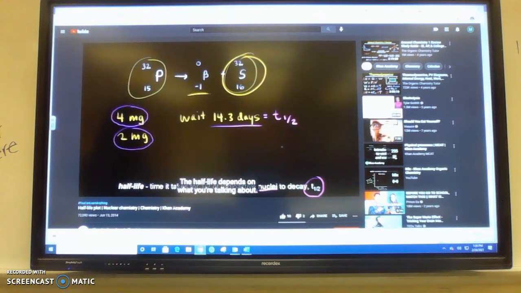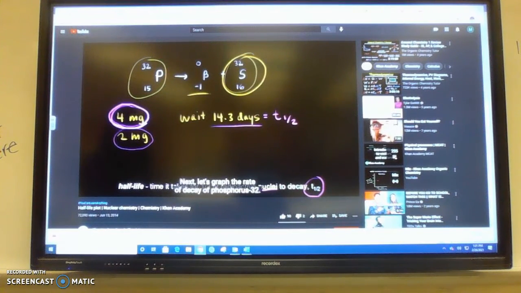So the half-life depends on what you're talking about. If you're talking about something like uranium-238, the half-life is different. It's approximately 4.47 times 10 to the 9th years. So that's obviously much longer than phosphorus 32. We're going to stick with phosphorus 32 in this video, and we're going to start with 4 milligrams every time in this video, just to help us understand what half-life is.